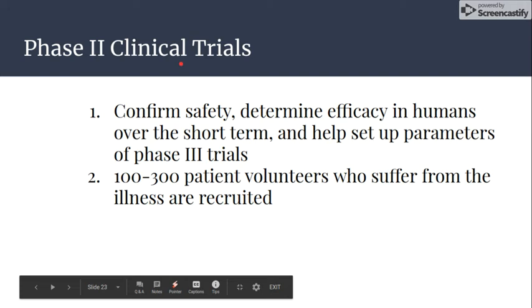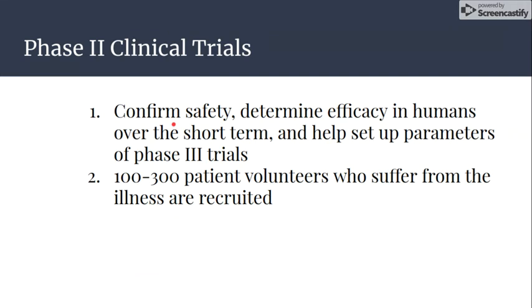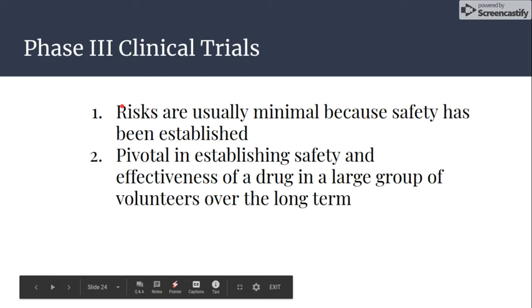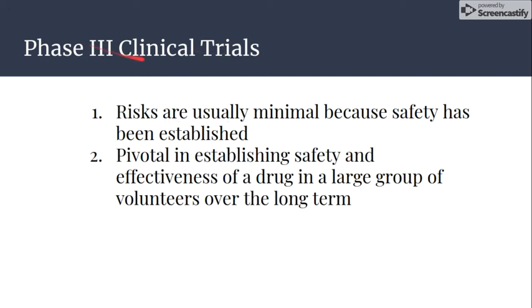Phase 2: confirm safety, determine efficacy in humans over the short term, and help set up parameters of phase 3 trials. 100 to 300 patient volunteers who suffer from the illness are recruited for testing. Risks are usually minimal because safety has been established.